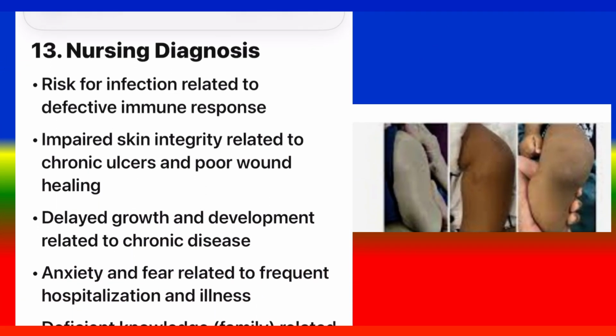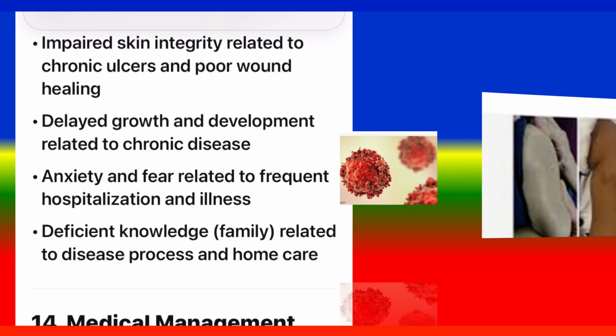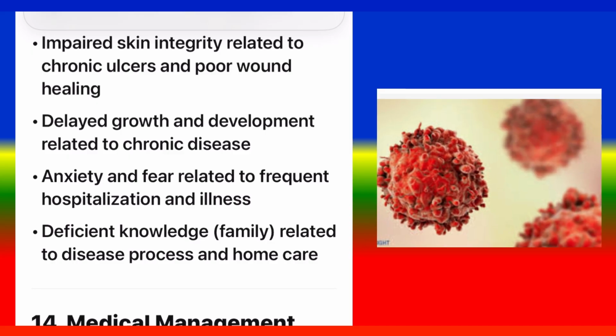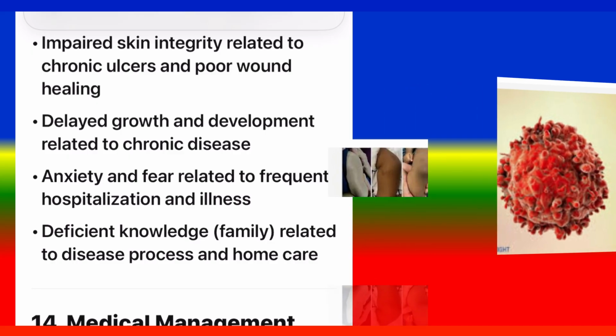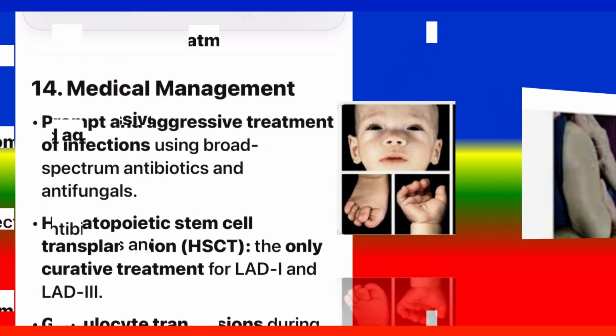Number 13. Nursing diagnosis. Risk for infection related to defective immune response. Impaired skin integrity related to chronic ulcers and poor wound healing. Delayed growth and development related to chronic disease. Anxiety and fear related to frequent hospitalization and illness. Deficient knowledge of the family related to disease process and home care.